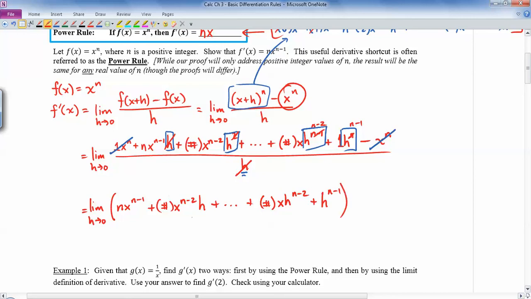And so at this point I can plug in 0 for my h's. I'm going to plug in a 0 here. Every term in between is going to have h terms in it, so I plug in a 0 there and a 0 there. So all these guys go to 0. The only term that's left is nx to the n minus 1. So we just proved that if f of x equals x to the n, then the derivative equals this thing right there.